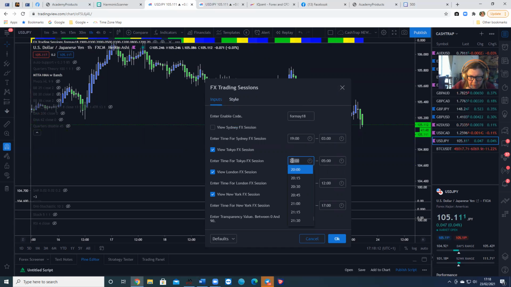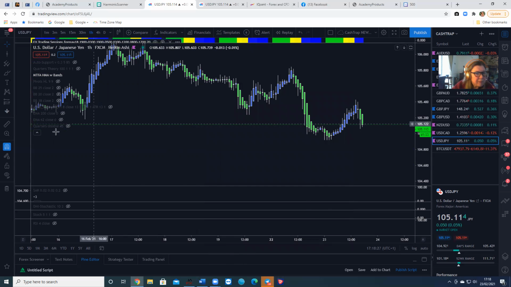I think it needs to be 19, I think it's an hour. I've got it starting at 2 AM my time. It needs to be at 1 AM. I'll change that to 19. I hope I've done that right. It doesn't really matter for the purposes of this exercise.